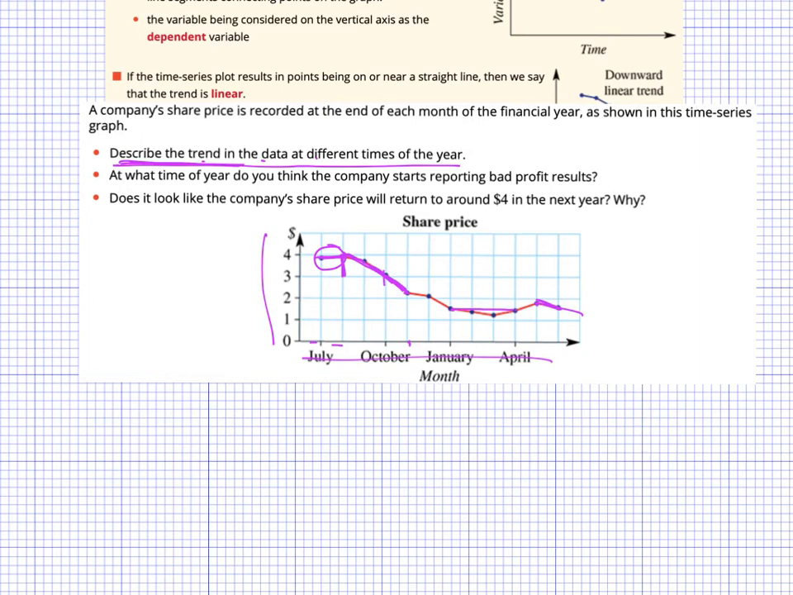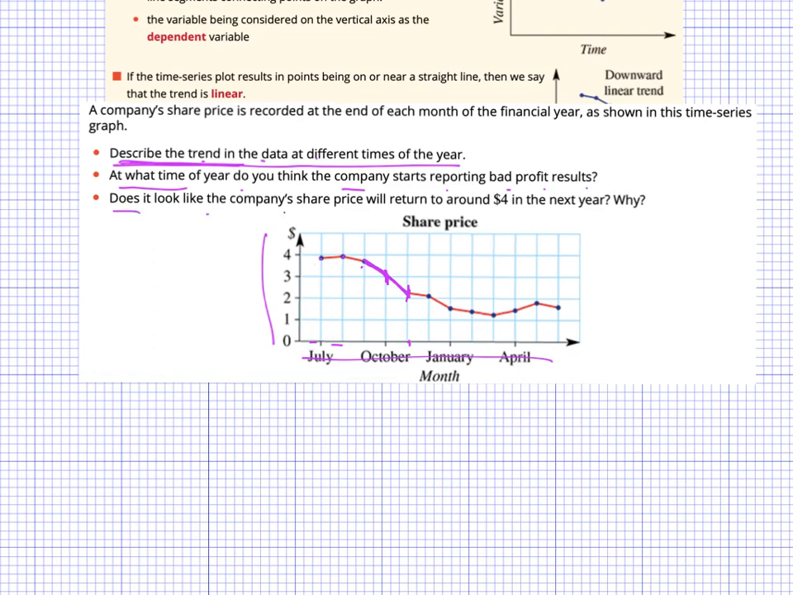At what time of the year do you think the company starts reporting bad profit results? So if you were these people, when would you start reporting them? Would you do it straight away as soon as the drop-off happens, or would you wait? And again, so long as you can back it up with some data, you can stick with it. I would probably say I'd be reporting in October, because if I've sat here in July, I've gone up a little bit to August, then down a little bit to September. It's not until October that I get the biggest drop, but that's up to you again. You might wait until November because you want to see 2 months of the same thing happening before you report it. Again, you just have to use data to back up your statement.